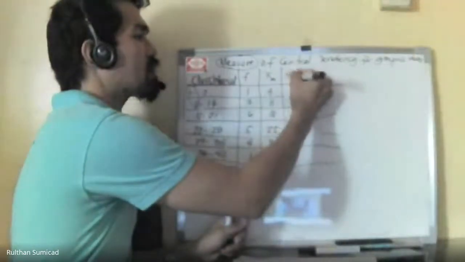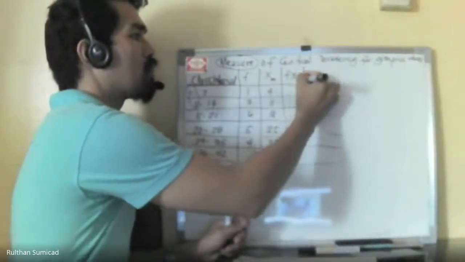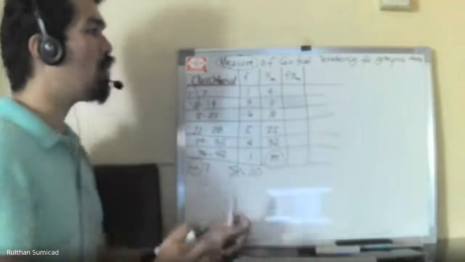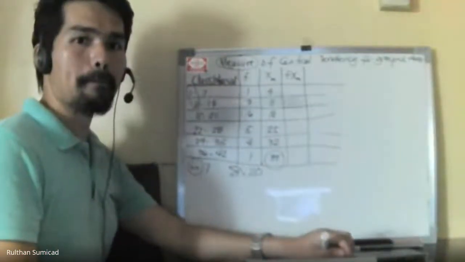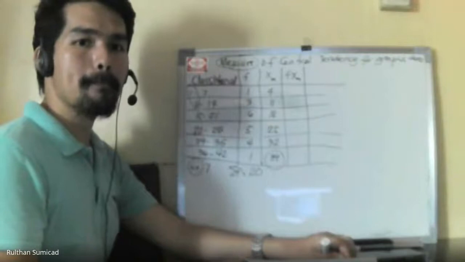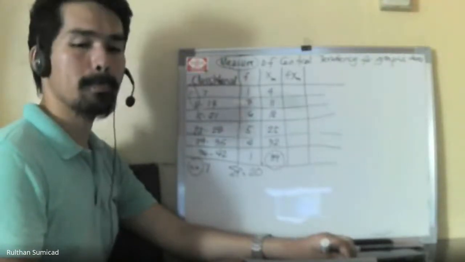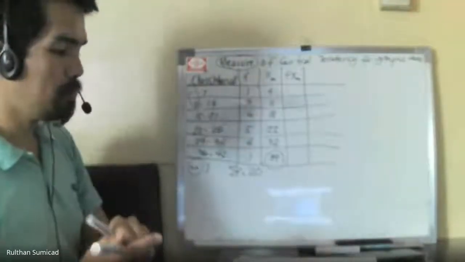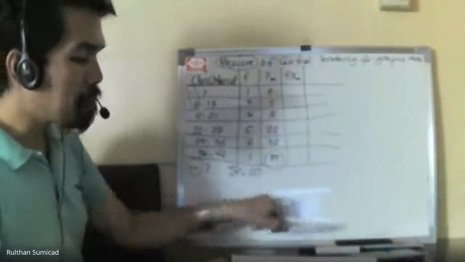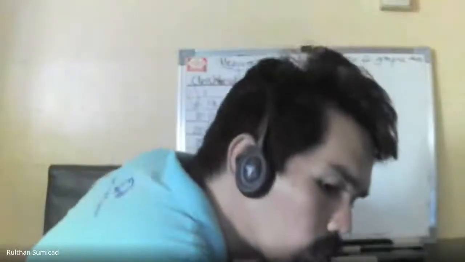Once we have this, the next thing that we'll have is this column, fx sub m. Anyone who has an idea, what is fx sub m? Measure, sir. Fx sub m is simply the product of the second and the third column.